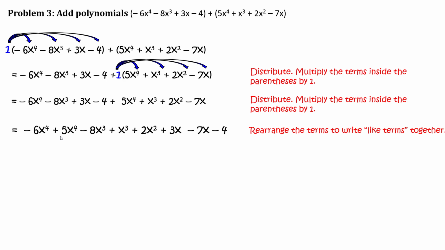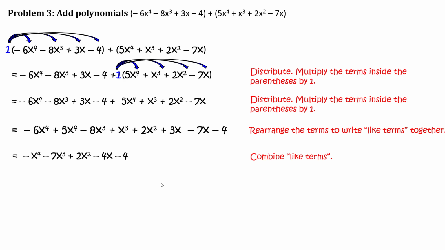So negative 6x to the 4th plus 5x to the 4th, I'm adding the quartic terms together. Negative 8x cubed plus x cubed, the cubic terms together. 2x squared, there's only one squared term, so I'll just write it. Plus 3x minus 7x, I'm adding the linear terms together, and then minus 4.